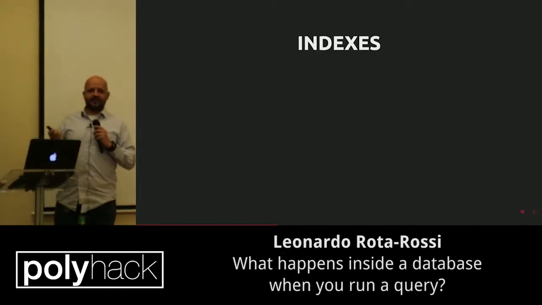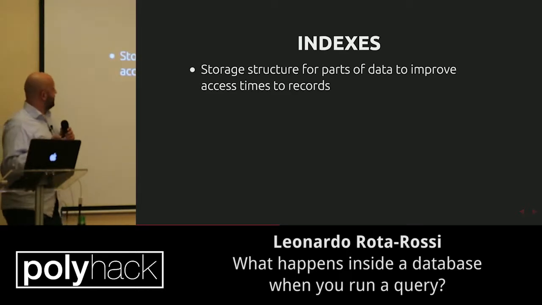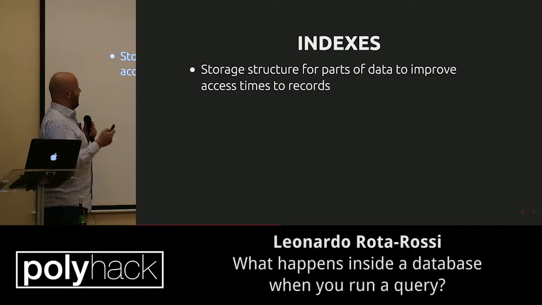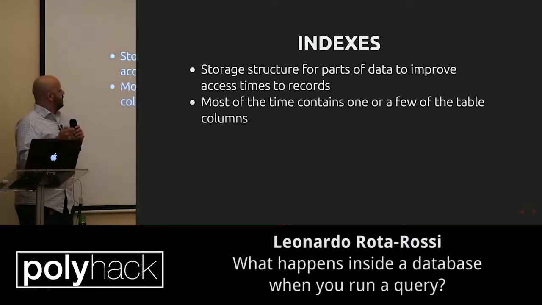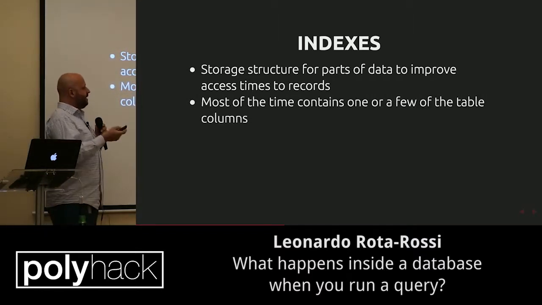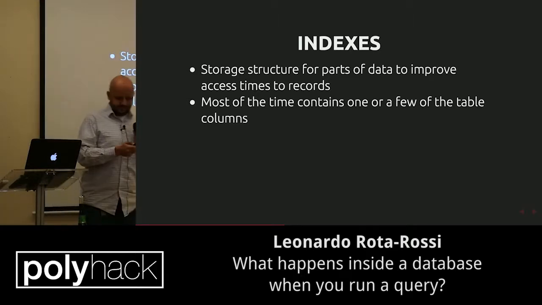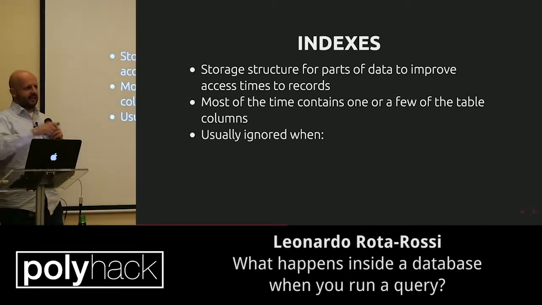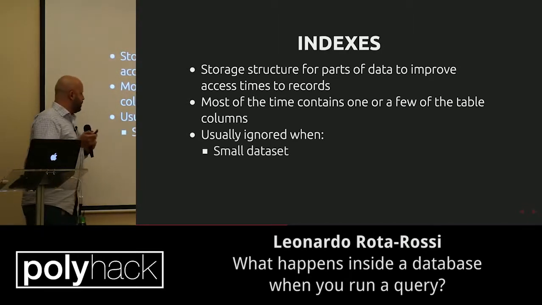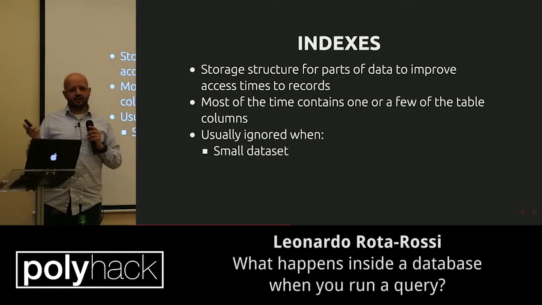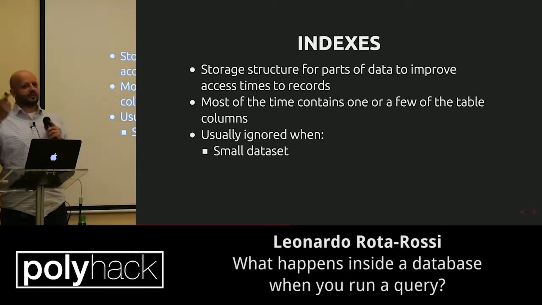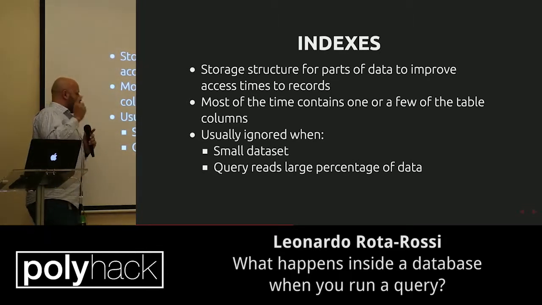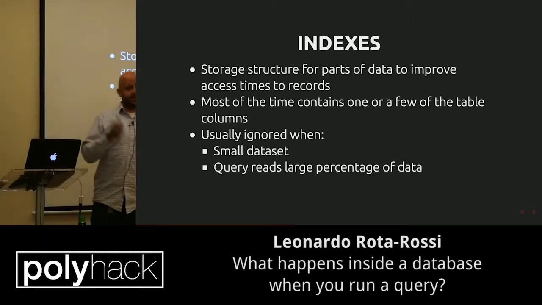I talked a lot about indexes. What are they? Indexes are storage structures for parts of data to improve access time to records. Most of the time an index contains one or a few of the table columns. And usually it's ignored, just like it's not there, when you have a small data set. So if your table is too small, your index will be ignored. Or when your query reads a large percentage of your table data.